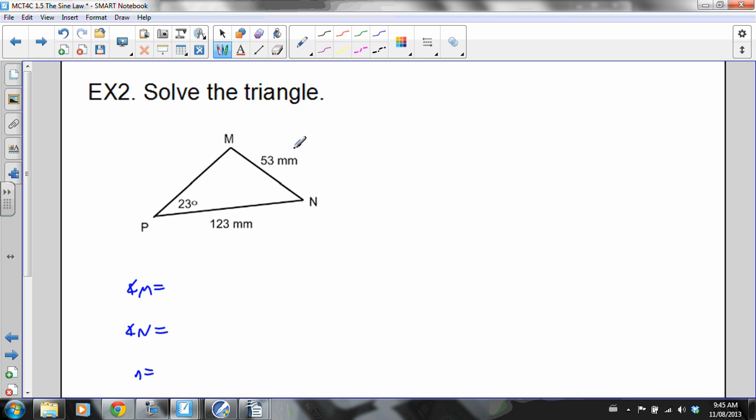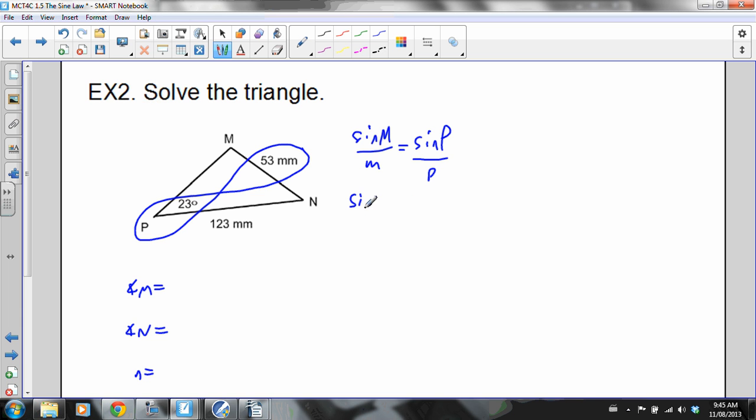And what do we do? Since today is on the sine law, probably we can use the sine law. And there's the angle side pair that we're going to use. We know angle P and side P, so we can use the sine law. And I'm going to use the sine law to find angle M. Sine M over little m. My unknown goes on the top just because that's convenient. And I substitute in.